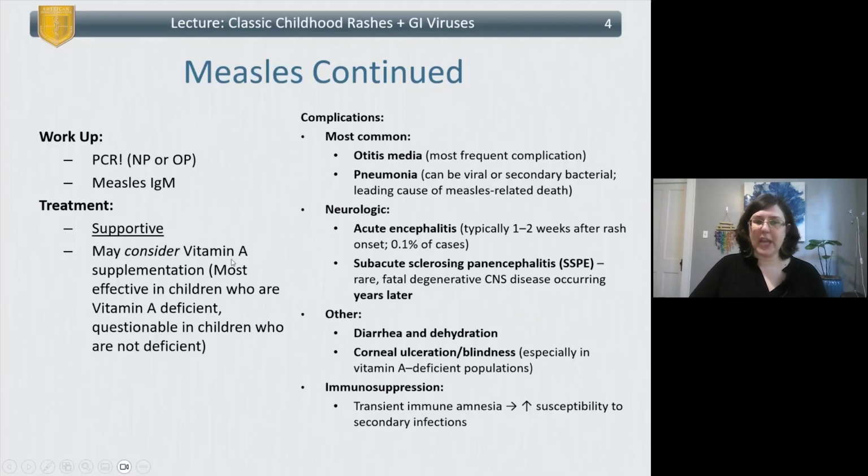All of the research that has shown benefit for vitamin A supplementation is in children who are vitamin A deficient in the first place. So in children who are not deficient, which is, I would say, most children in the United States, it's questionable whether it's actually helpful, although as of now, a lot of people are recommending to still give a select dose of vitamin A supplementation in the case of a measles diagnosis.